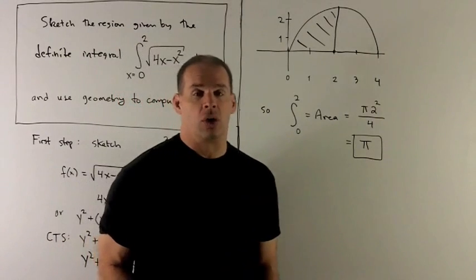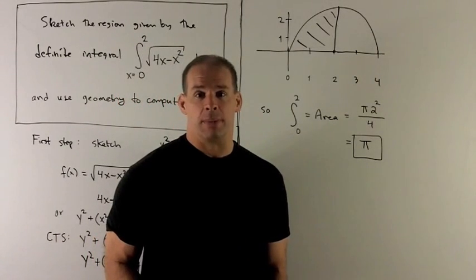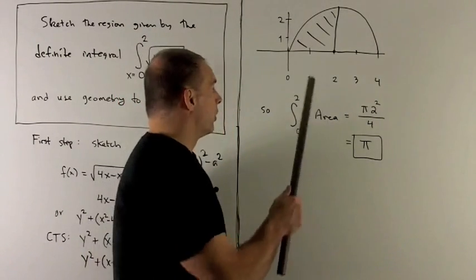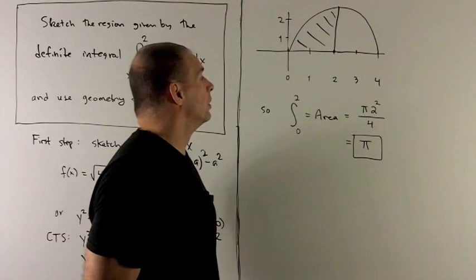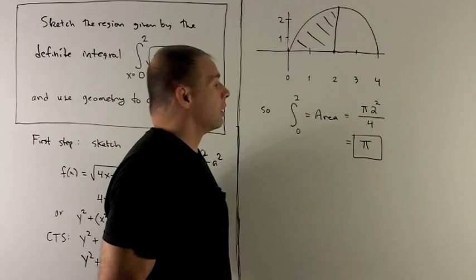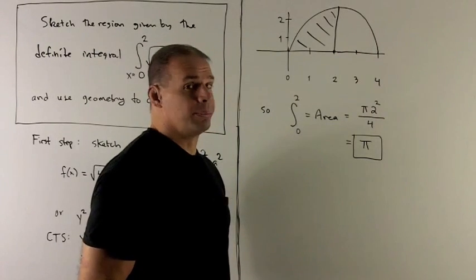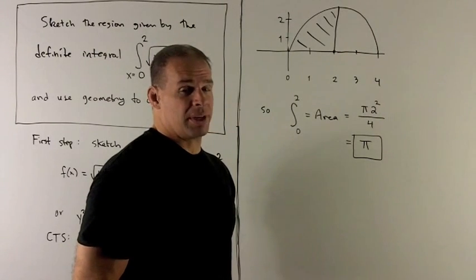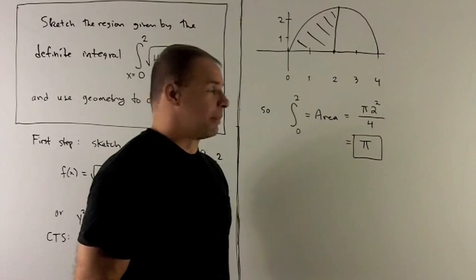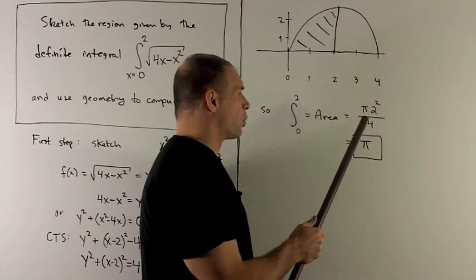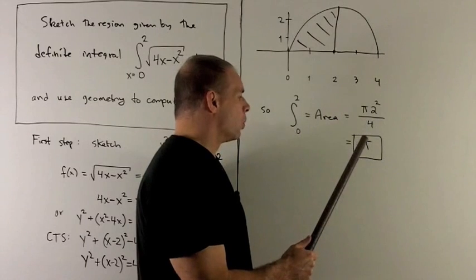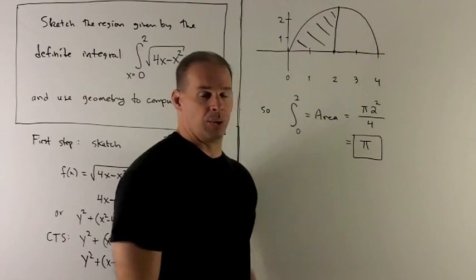If I look at the definite integral, we're only taking the limits from 0 to 2. So I only care about the region above the interval 0 to 2. So what we're looking at is 1/4 of this circle. So to get the area, I'm going to take the area of the circle and divide by 4. The area is pi times 2 squared, so it's 4 pi divided by 4, or our area is equal to pi.